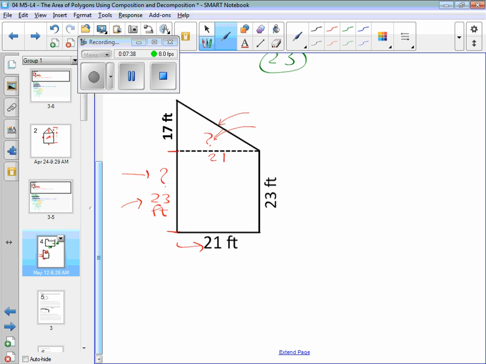I got to add it together. That is the gist of lesson 4. It's just practicing that. Okay? All right, let's go to the official warm-up.